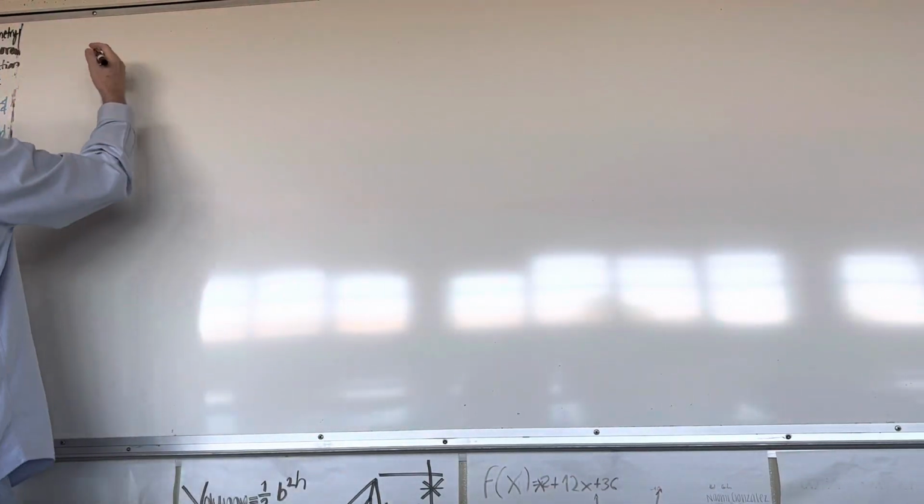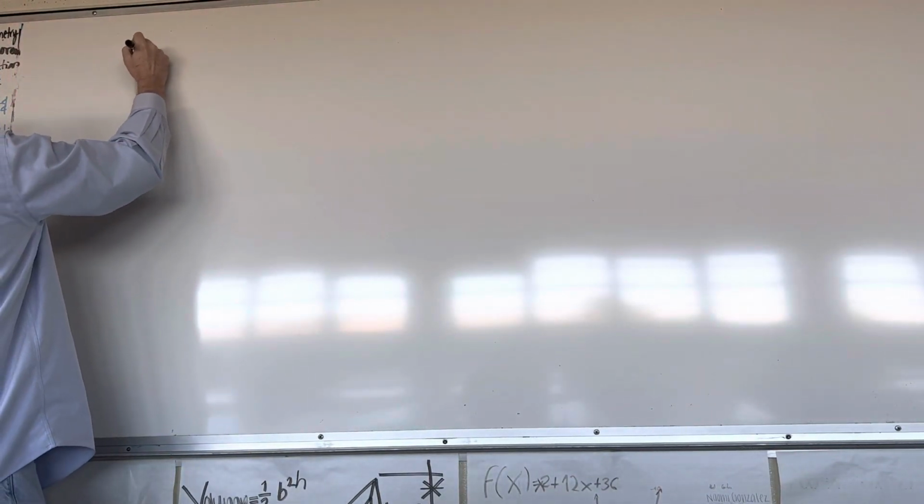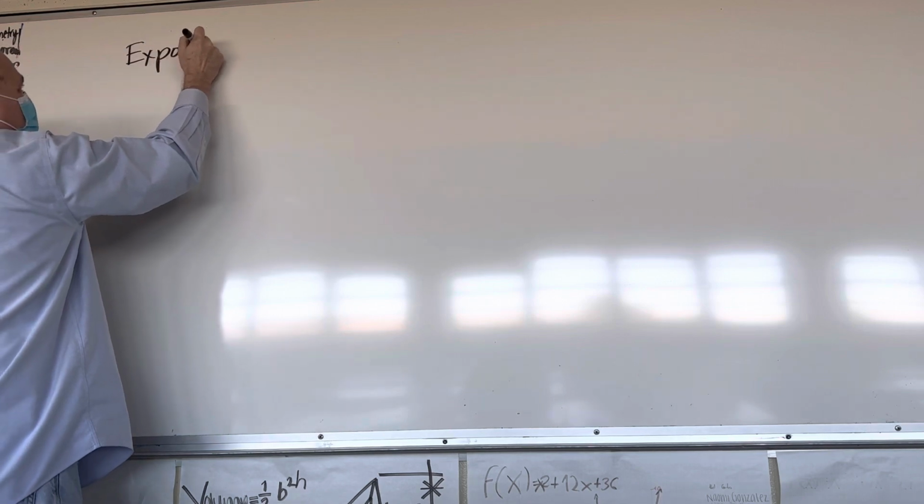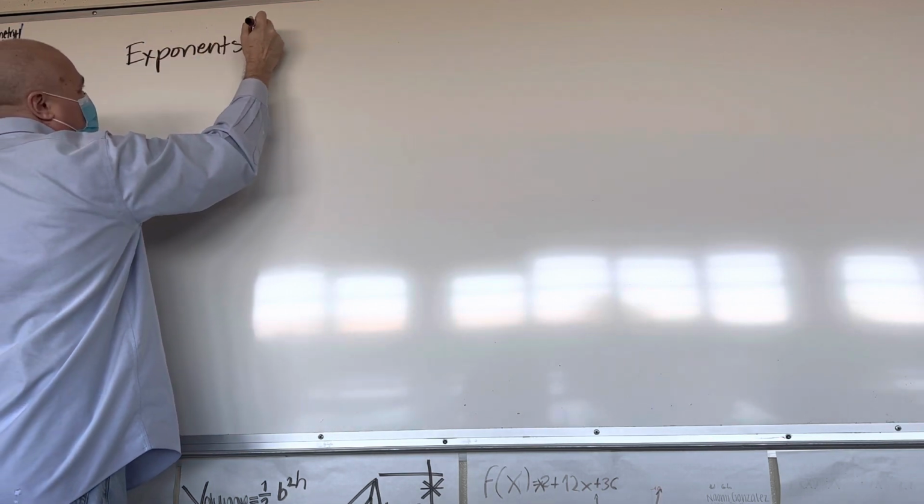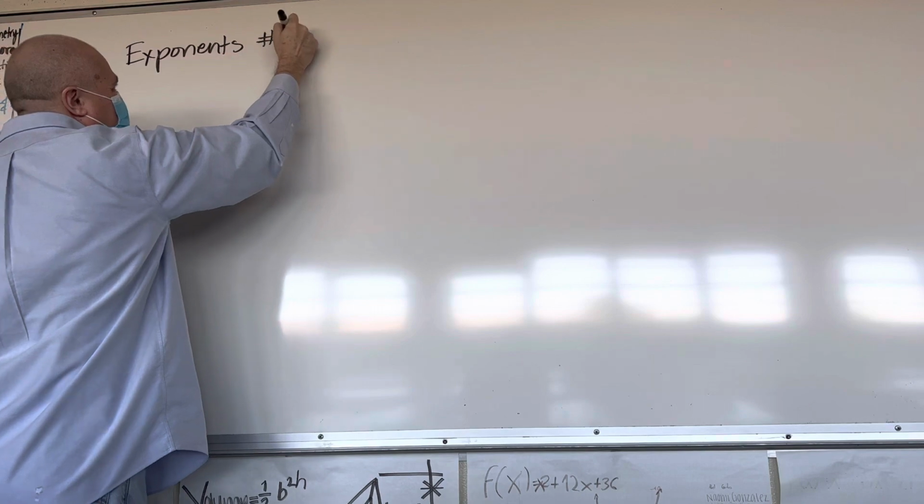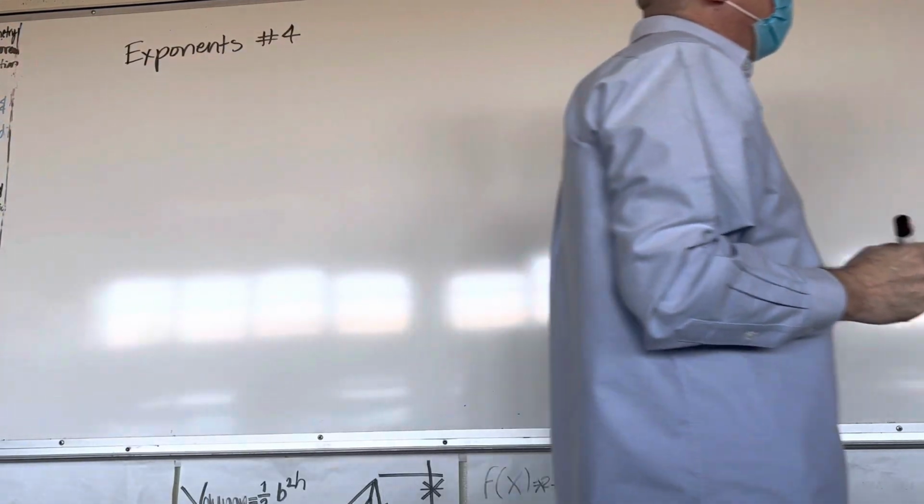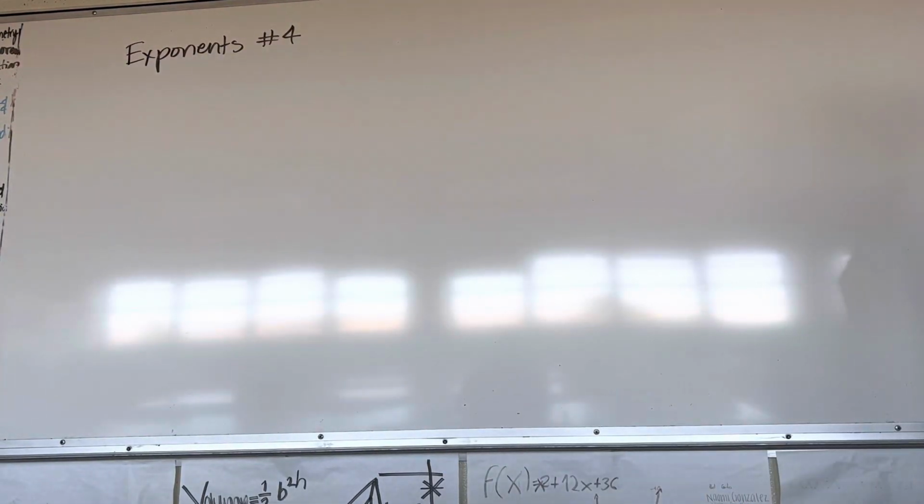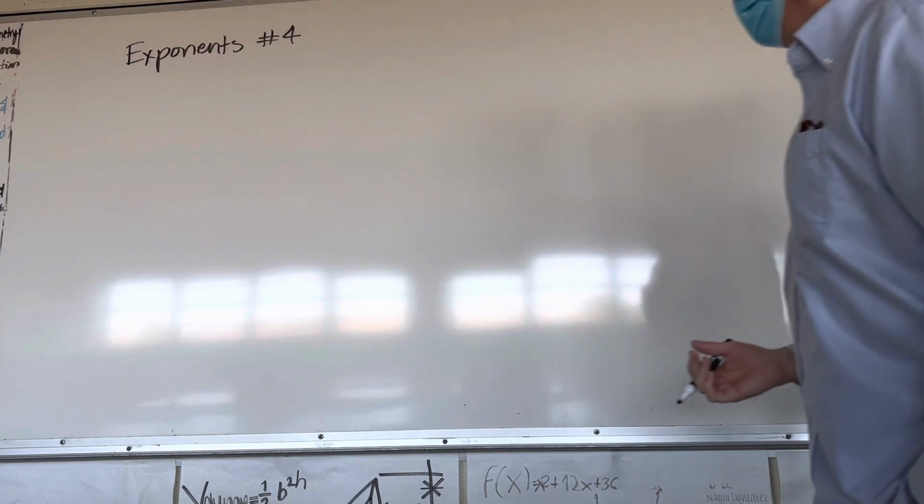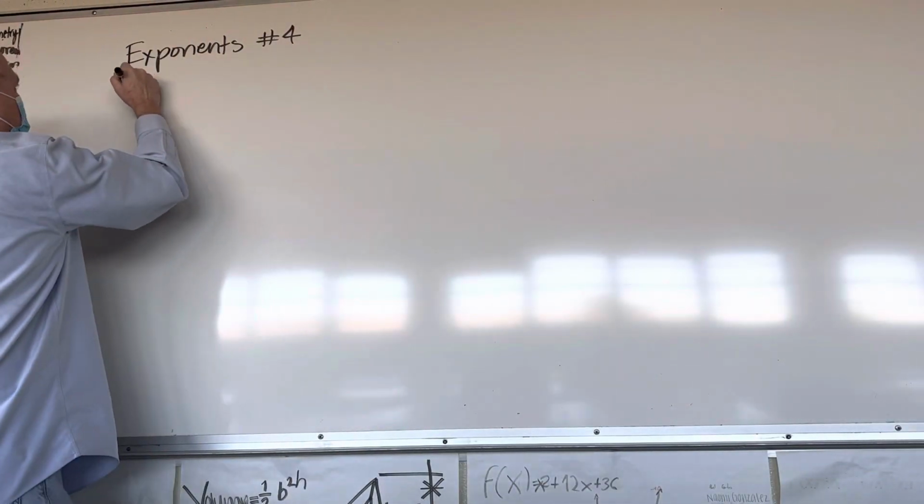All right, and I'm going to start over here. So this is exponents, number 4. And most of you have this in your notebook already. You have it in your composition book. This one's entitled Multiplying Polynomials.